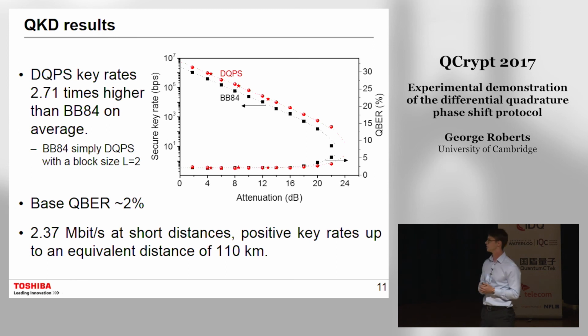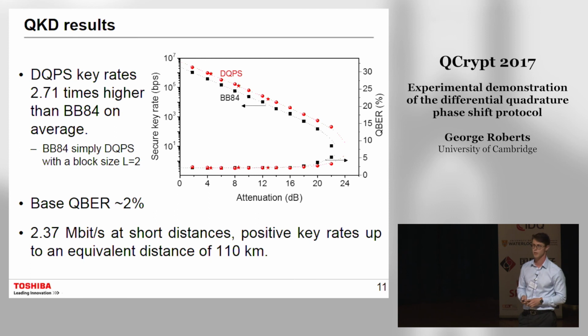I do secure key rate simulations to work out the optimal block size and optimal mean photon number at each distance, and then take the data using the experimental setup I showed a few slides ago. And this is what we get. On average, the DQPS gets a 2.71 times higher secure key rate than BB84, which is very good. And we also show it over real fiber. These are the points that are stars, so 20, 40, and 60 kilometers over real fiber.